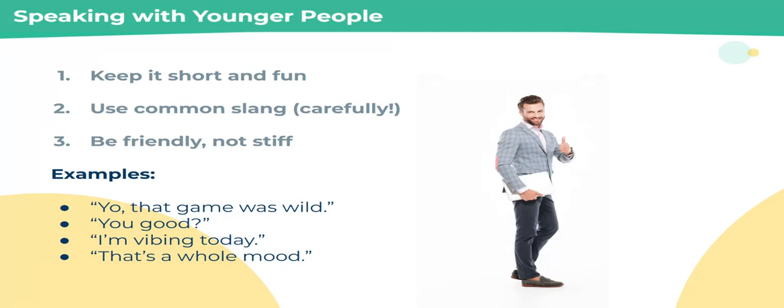Okay, now let's think about speaking with younger people. So we've got some tips here. Number 1, keep it short and fun. Number 2, use common slang carefully. Number 3, be friendly, not stiff. So keep it short and fun, use common slang carefully, be friendly, not stiff. Let's check some examples. Yo, that game was wild. You good? I'm vibing today. That's a whole mood.